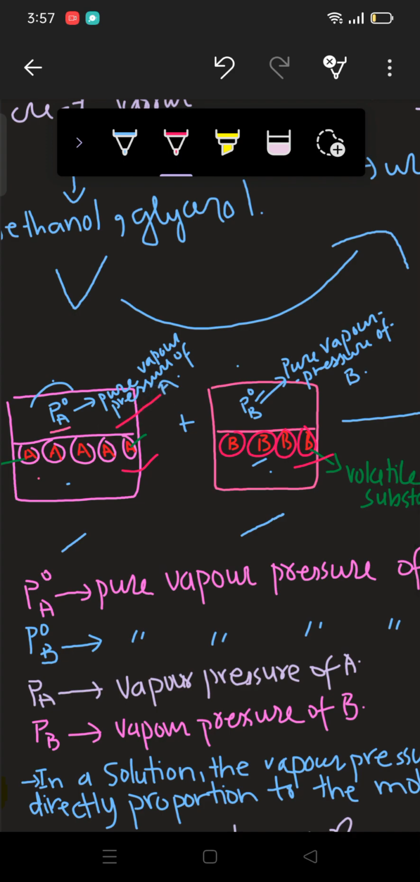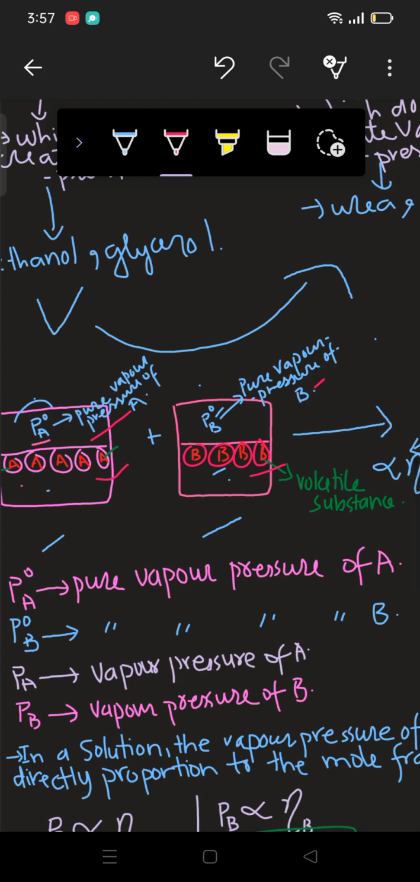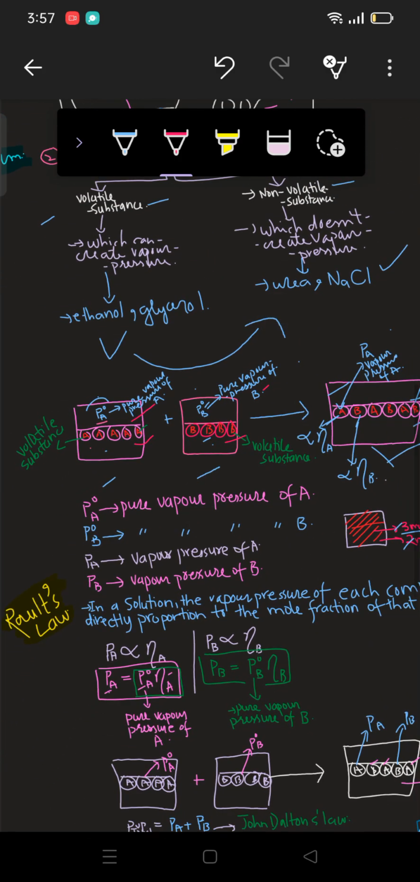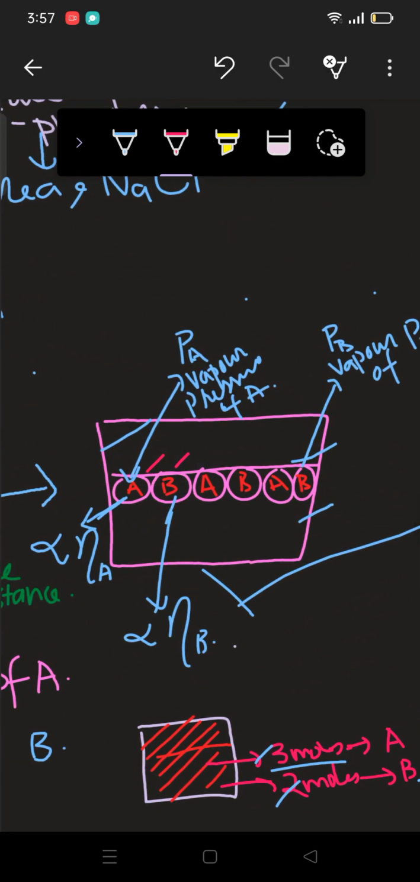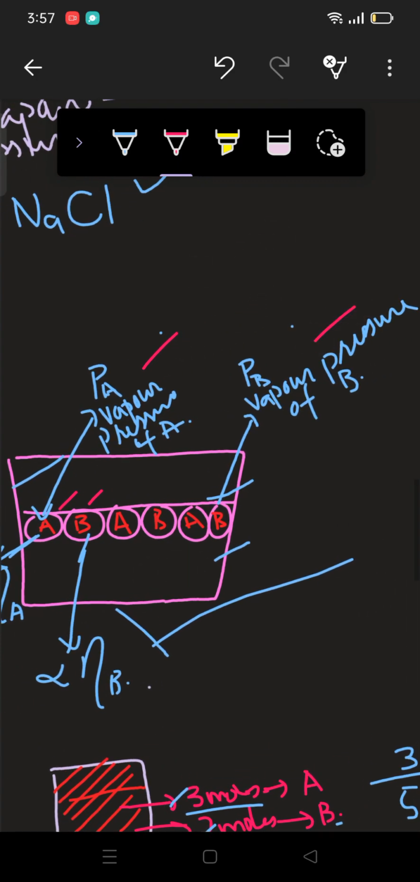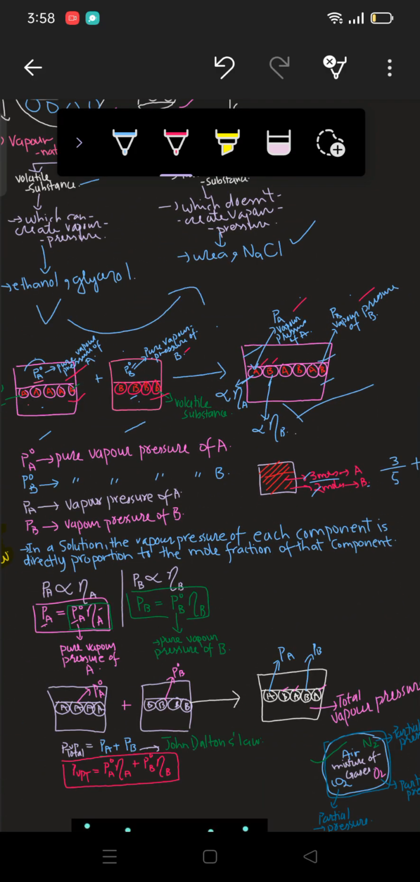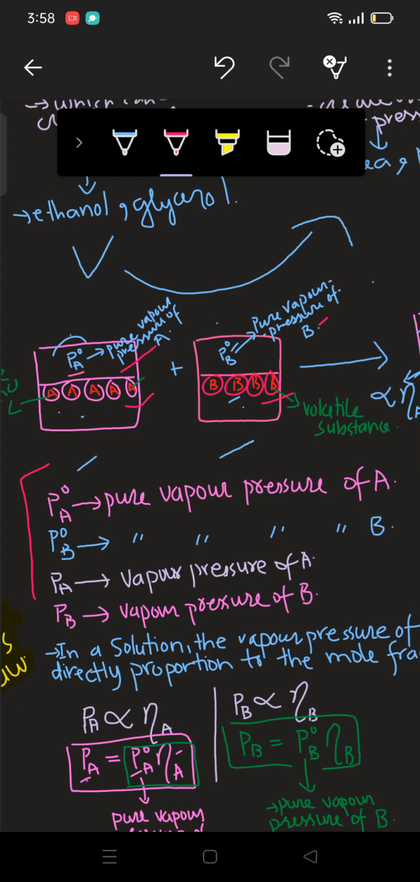So P naught of A represents the pure vapor pressure of A and P naught of B represents the pure vapor pressure of B. But after getting them mixed together, now A and B will have their vapor pressures but not their pure vapor pressure. Now they'll have of course vapor pressure but not pure. So PA represents only the vapor pressure of A and PB represents the vapor pressure of B, right? Here I have written some terminologies too.